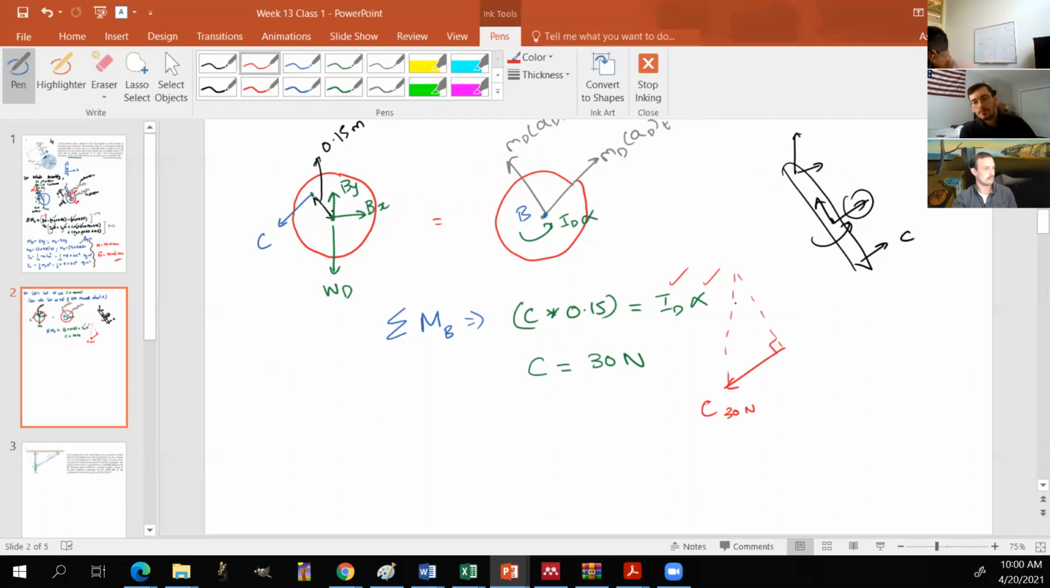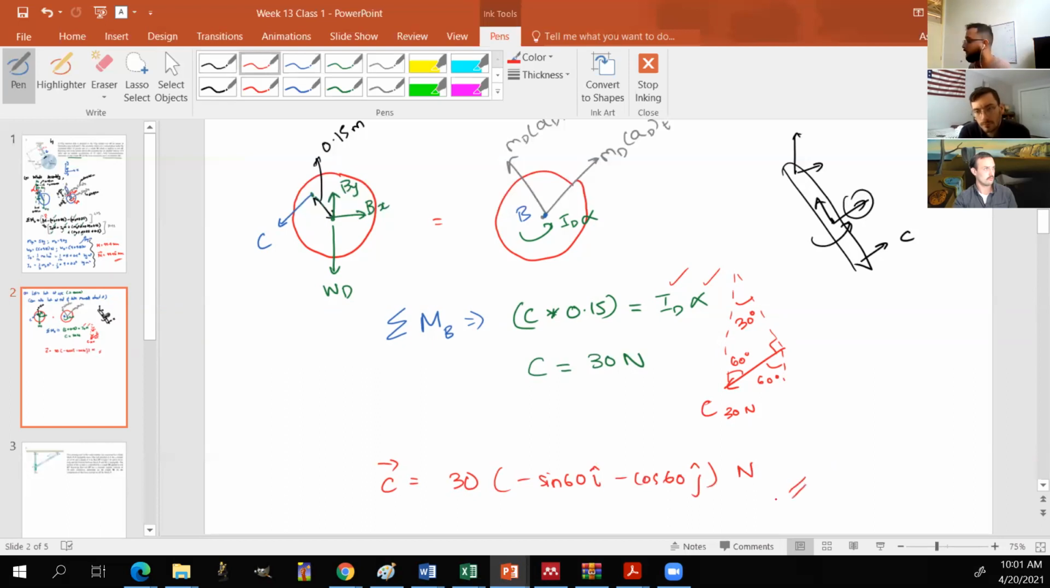That angle is 90 degrees, and then this angle is equal to 30 degrees. So that means that this angle is equal to 60 degrees, and then that angle there is equal to 60 degrees. So if I write it out as a vector, that's just equal to 30 newtons in the x-hat direction, it's minus sine 60 in the i-hat direction, and then it's minus cosine 60 in the j-hat direction. And that's your answer.